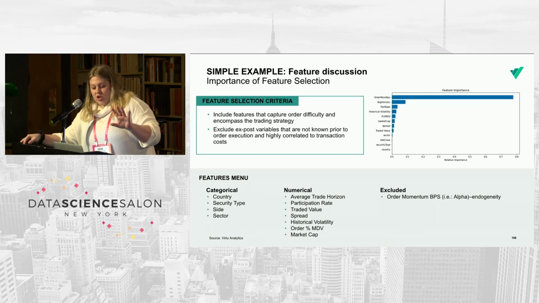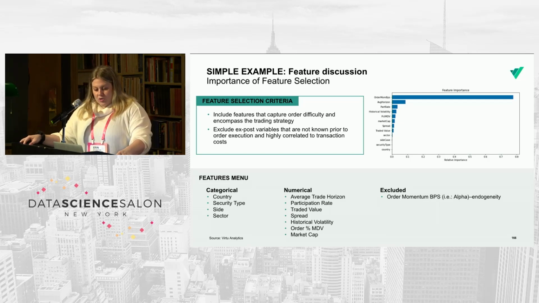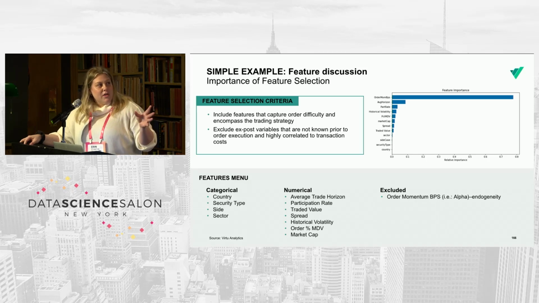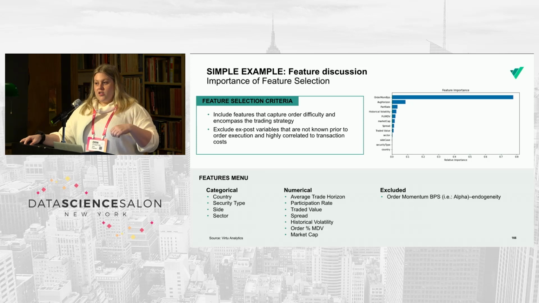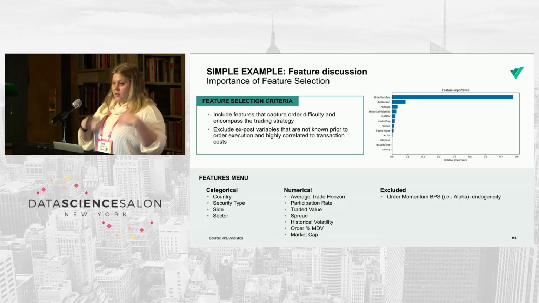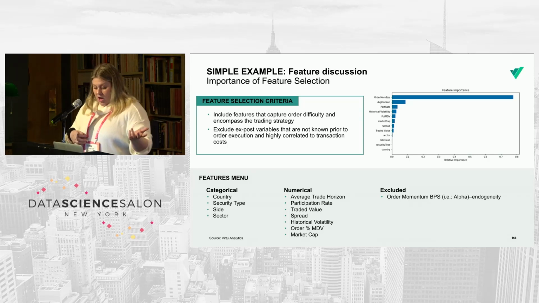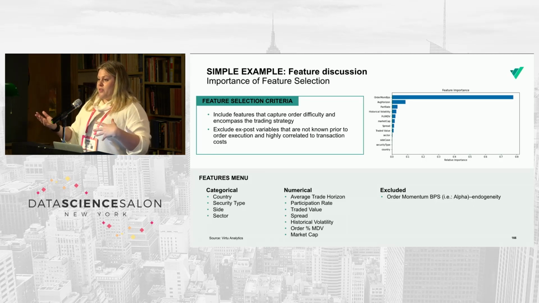So we always start in the upper left-hand corner with our feature selection criteria. For this specific use case, we said we wanted to pick features that capture order difficulty, and we want to exclude anything that's not known prior to the trade. Very clear. We then always break down our features into 3 different groups. Categorical, things like country, side, and sector. Numerical, things like spread, volatility, and market cap, and then what was excluded.